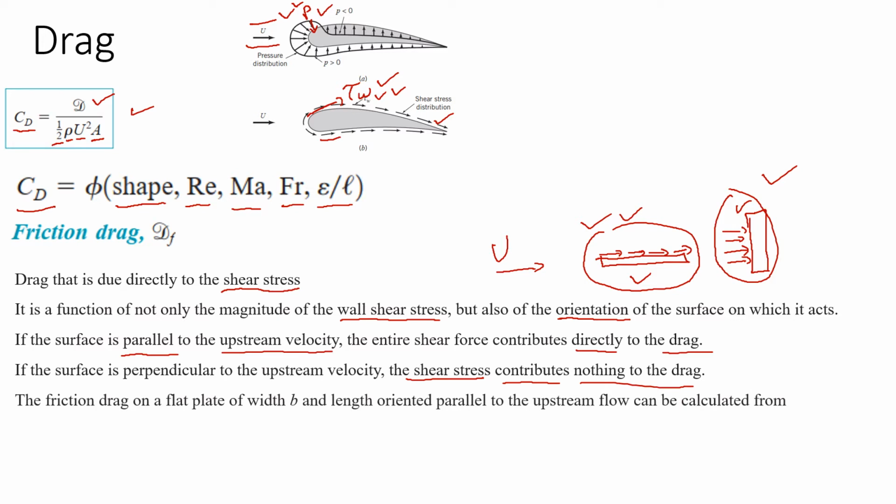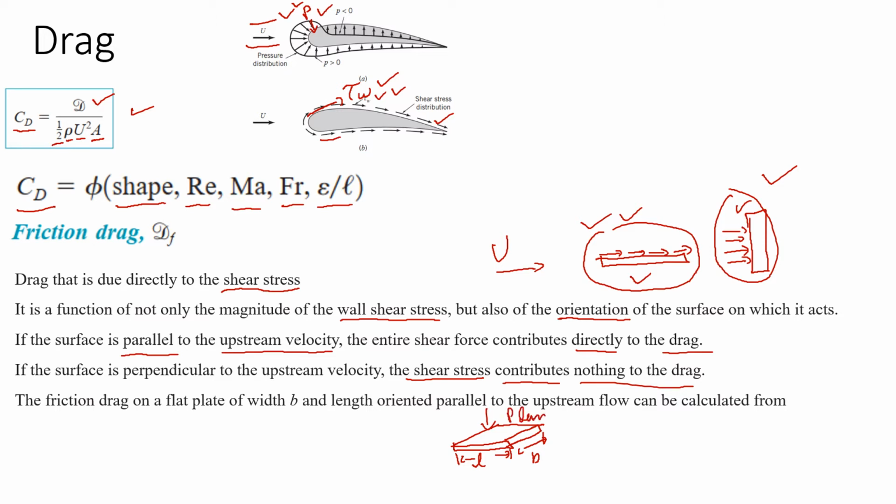So the friction drag on a flat plate of width B, length L oriented parallel to the upstream flow can be calculated. For example, if this is the flat plate, this is the length L and this is the width B of the plate, then what type of area are we talking about? We are talking about the planform area.